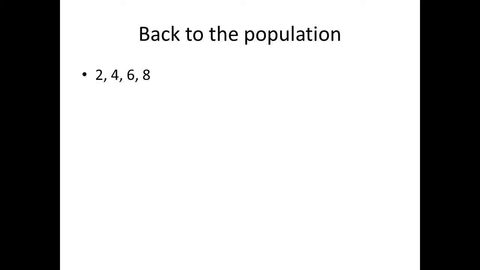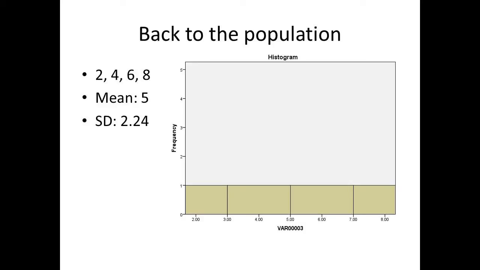Let's take a quick second and go back to our original population. Take a moment here and calculate your mean and standard deviation for the population and see if you can draw just a quick histogram for it. So if you did that, hopefully you found that we got a mean of 5 and a standard deviation of 2.24 and essentially a flat histogram, right? There's only one of each possible score. And so this is what the actual population looks like.